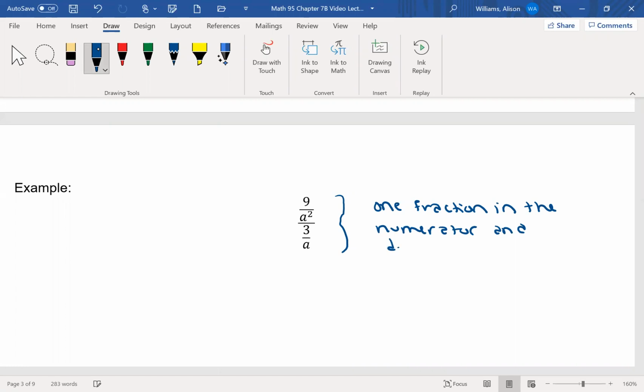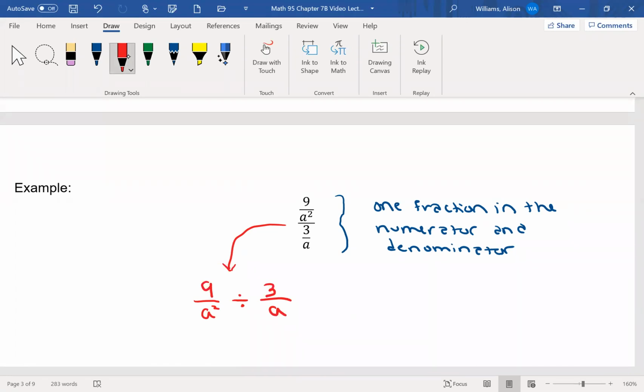what I'm going to do instead is rewrite this as a division. So I'm going to think of this as 9 over a squared. It kind of looks a little like an a, sorry. 9 over a squared divided by 3 over a. So I'm just rewriting this complex fraction as a division.